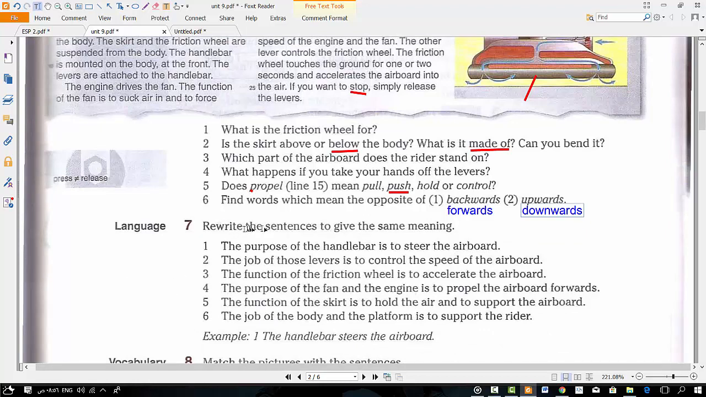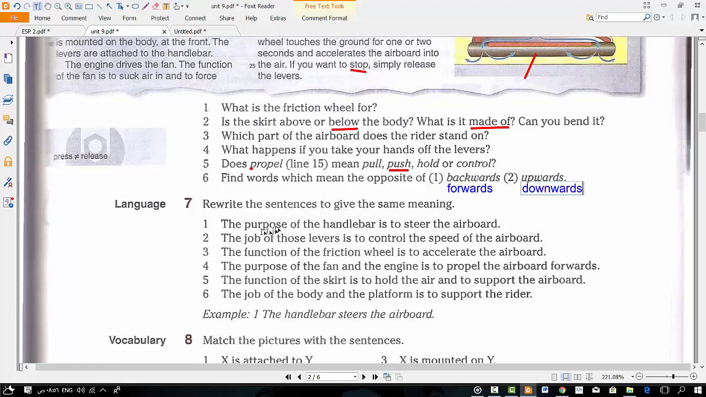7. Rewrite the sentences to give the same meaning. Okay, 1. The purpose of the handlebar is to steer the airboat. Yeah, the purpose. Example: the handlebar steers the airboat.